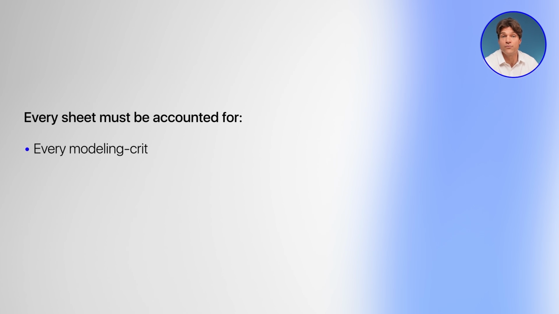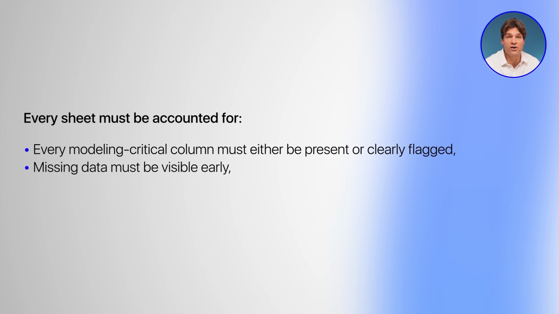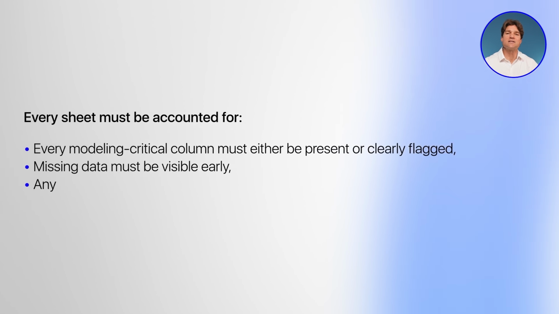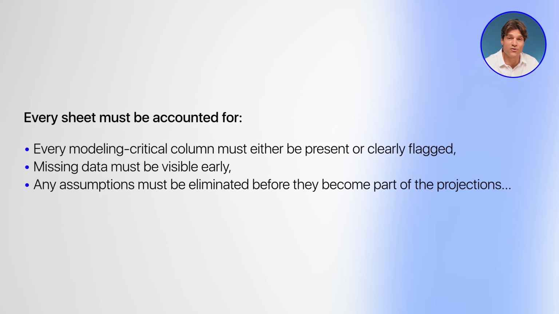And the way we do this is pretty simple. We want Claude to create a complete documented inventory of the workbook so that nothing remains implicit. Basically, this means that every sheet must be accounted for. Every modeling critical column must be either present or clearly flagged. Missing data must be visible early. And most importantly, any assumptions must be eliminated before they become part of the projections.